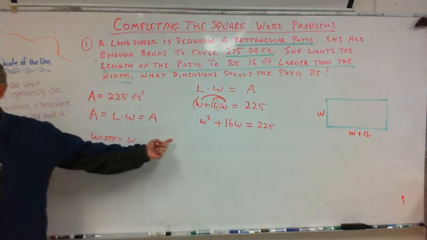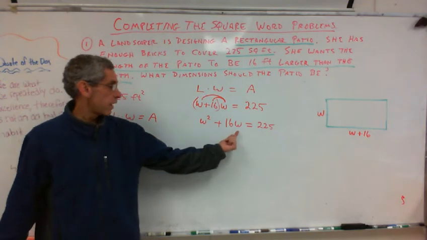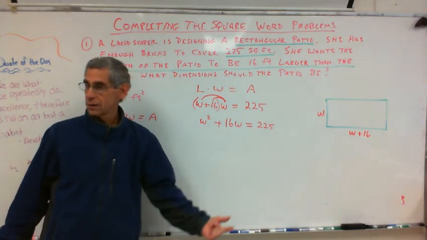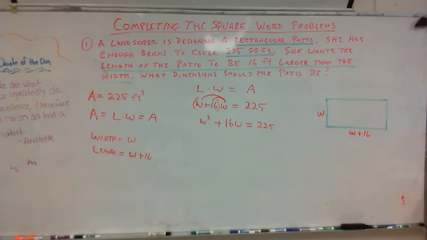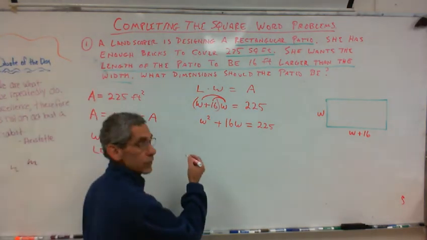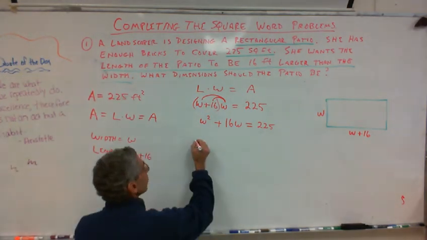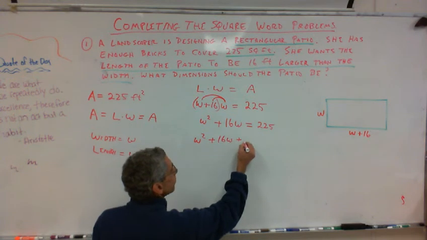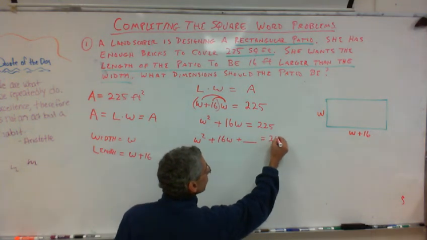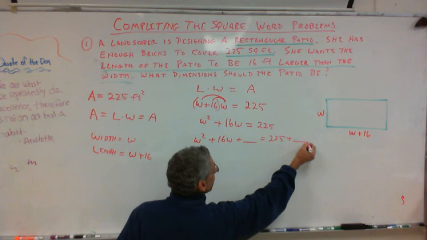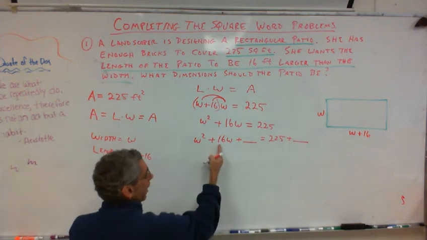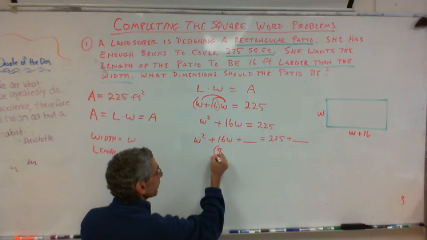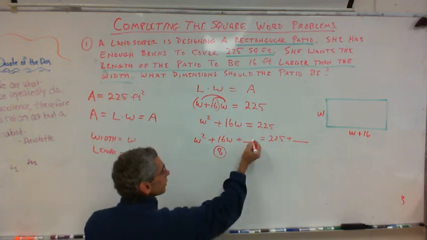Now, does it look like completing the square? Yes. We just need to rewrite it so there's a space, right? Now we just complete the square. Does that make sense? So we're just going to go W squared plus 16W plus space is equal to 225 plus space. So half of 16 is 8. And it's positive, so I'm going to put it in a circle. 8 times 8 is 64.